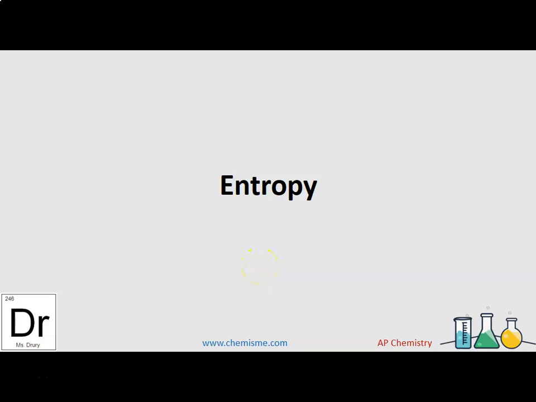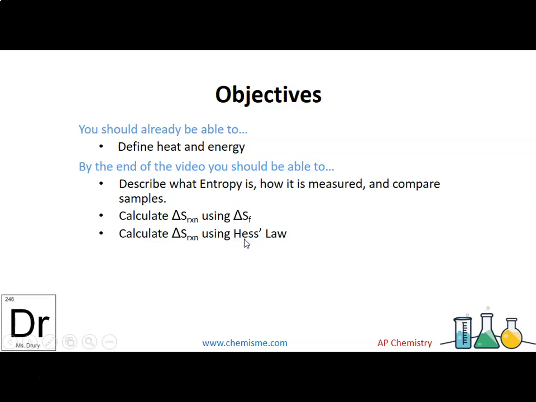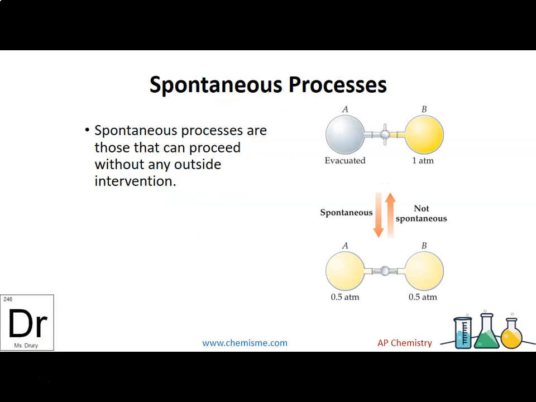In a lot of the videos, I've been saying that it's probably going to be spontaneous or probably going to be favorable. Entropy is the other part of what makes something favorable. So you should already be able to define heat and calculate their energies, but by the end of the video, we're going to describe what entropy is, how it's measured, compare samples of entropy, and calculate the entropy of a reaction using entropy of formation and Hess's law, so that way we can eventually, in our next video, talk about if the reaction is favorable and happens or not.